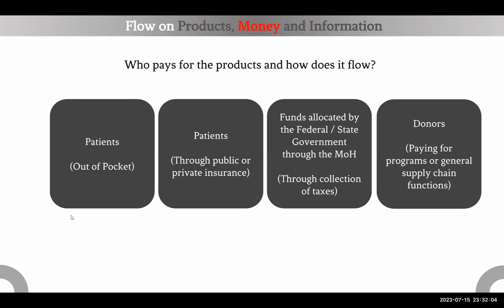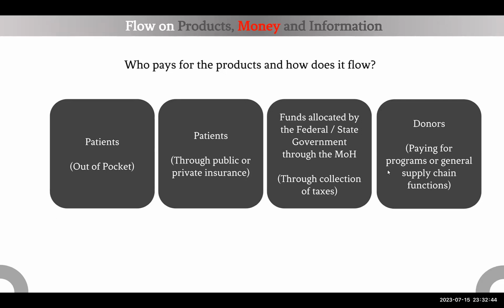So through the patient, it can either be out of pocket, where the patient is paying the full amount of the product and the service they're accessing. It can be through insurance, where they're only paying the premium and the insurance company pays for the products and the service. It can be directly through the government, federal or state. How does that happen? The government allocates part of the taxes collected at a state or country level for health services and purchase of products. This is also a very common way many countries manage their health supply chain.